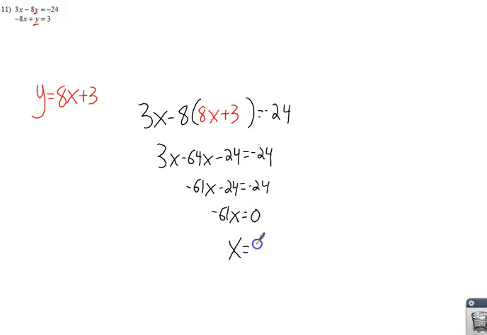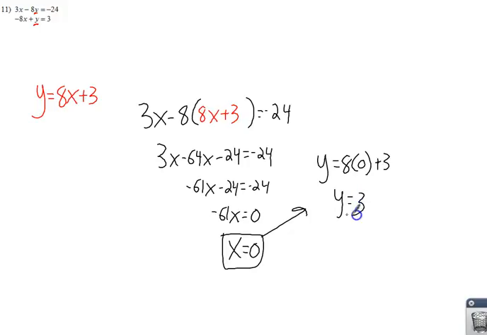X equals 0. That's okay. We're fine. X could be 0. And what do I do with that? I'm going to put that in an equation. Now here, look, if only I had an equation that was solved for y already. Oh, wait. I've got one sitting over here. So go y equals 8 times 0 plus 3. Y equals 3. There you go.